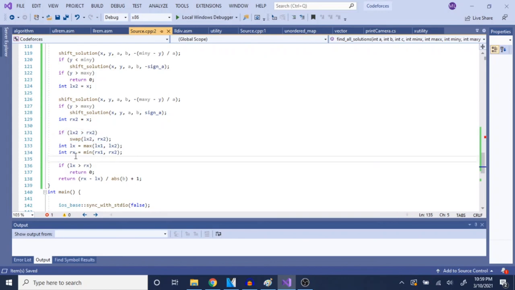So then we get the new boundaries of our final solution. So that's what this is for, and that's what this is for. And then at the end, we return the right boundary minus the left divided by b, which is the number of times for each of those. So that'll count the number of solutions, and we add one. So yeah, that gets your new boundary.